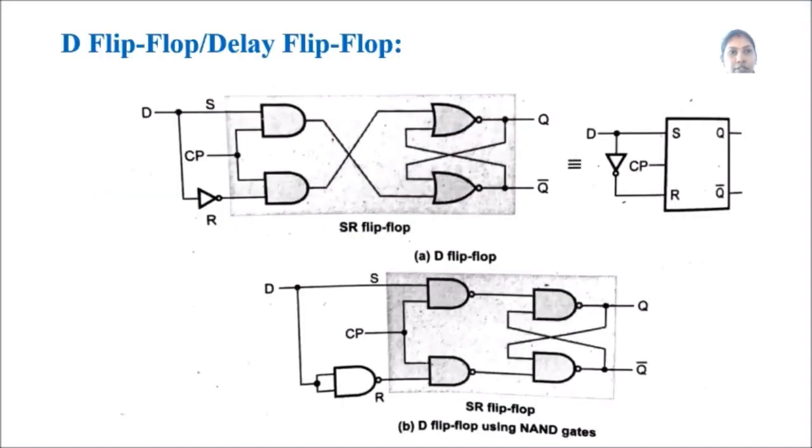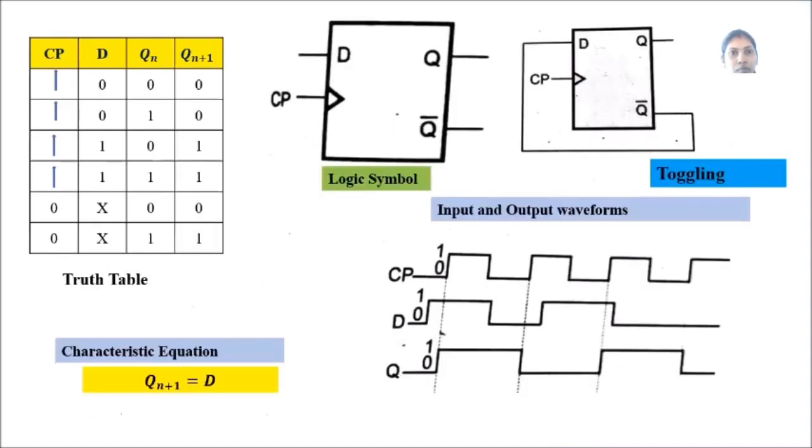The next one is the D flip-flop, which is also called the delay flip-flop, or data flip-flop. This is a logic diagram using NAND gates, and NOR gates also, the equivalent diagram for the data flip-flop, delay flip-flop. Coming to the truth table, it is given as the positive edge triggered D flip-flop. In positive edge triggering, the clock pulse is pointing upwards. So it denotes positive edge triggering.